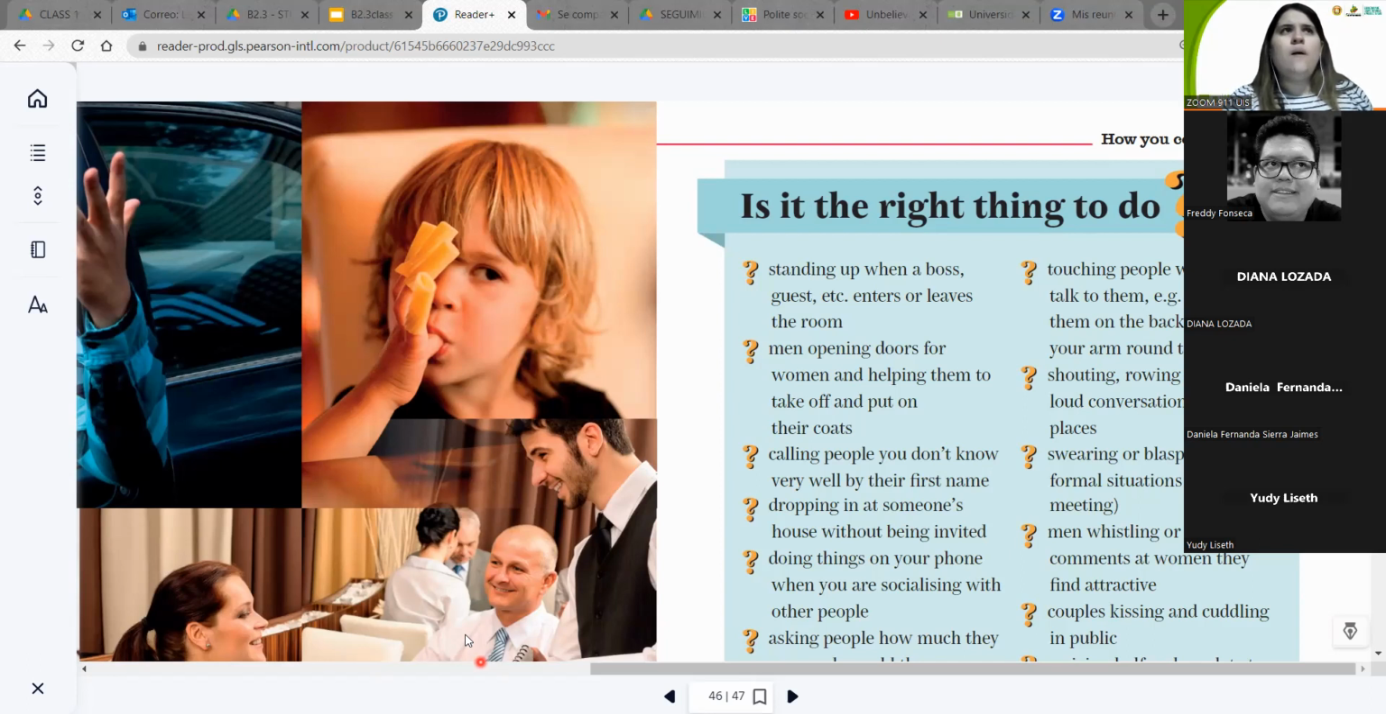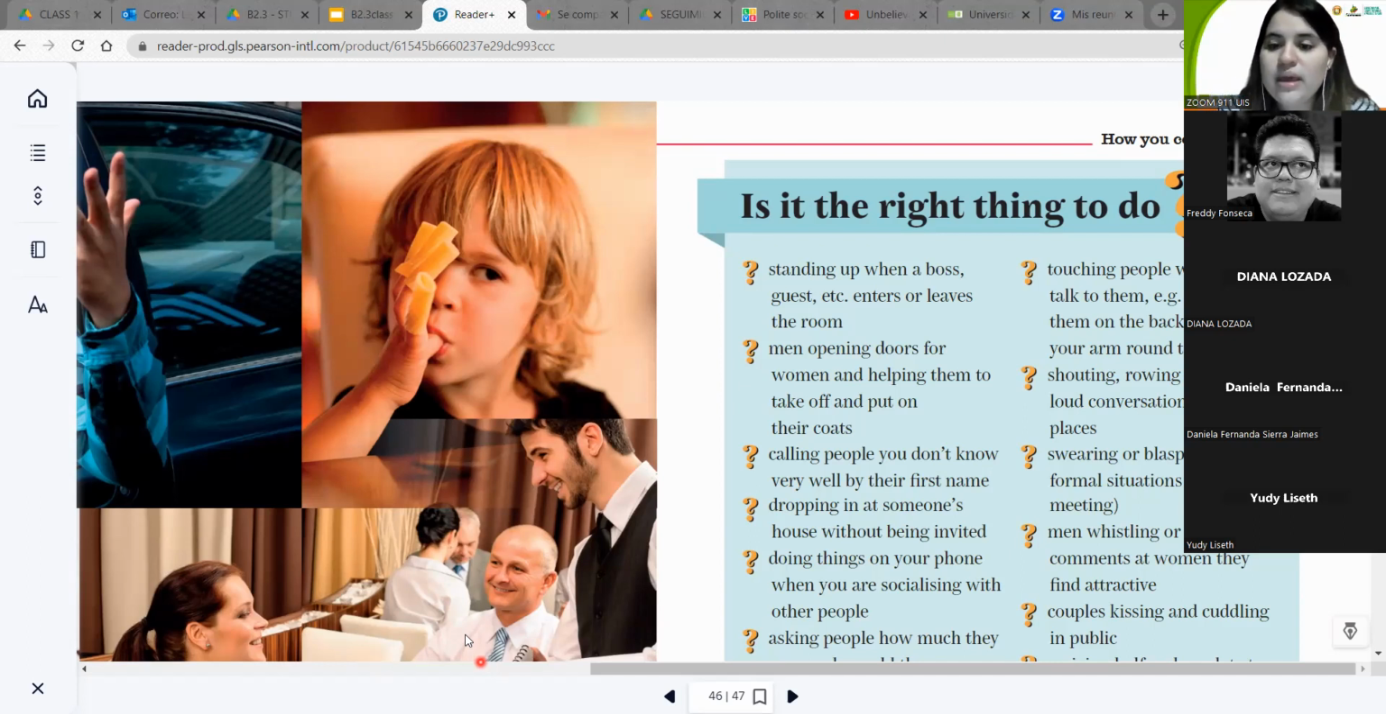Even for bosses, when they have a guest, we usually stand up and greet them, and then you can have a seat. Yes. What about the second one?